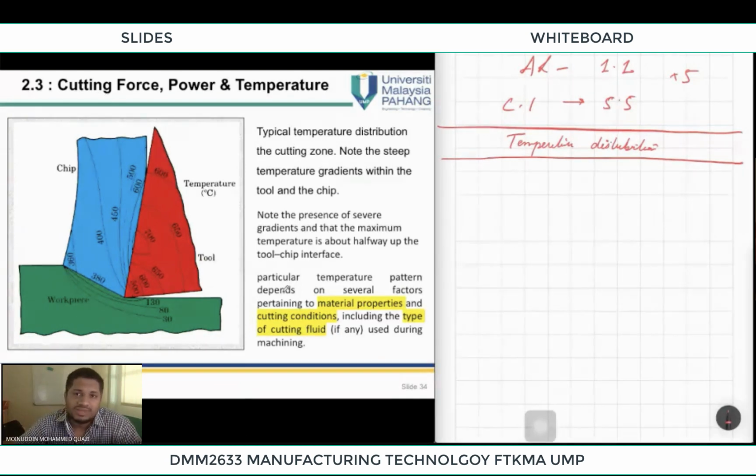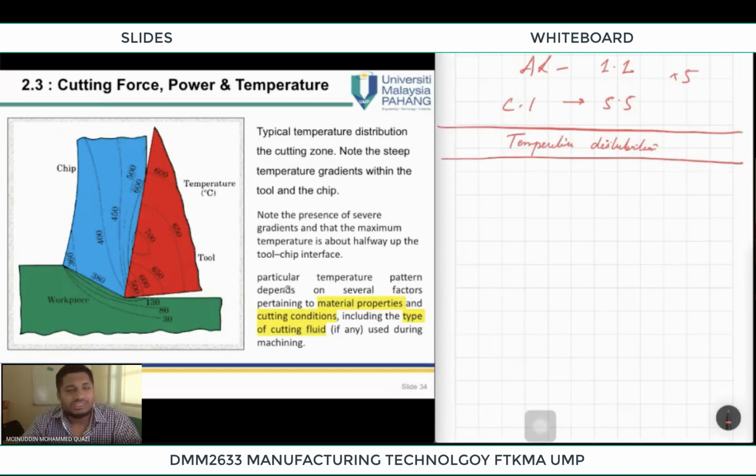How much the temperature increases, it depends. If my cooling is very good, then the temperature will not increase too much. If my cooling is not adequate, then the temperature will be very high. If my depth of cut is very high, then I need to apply a lot of power and a lot of shearing will happen. When the shearing happens, a lot of temperature increase occurs. So it depends on the depth of cut also. Then it can depend on the cutting speed also. If I'm cutting very, very fast, then the temperature will also increase very quickly.